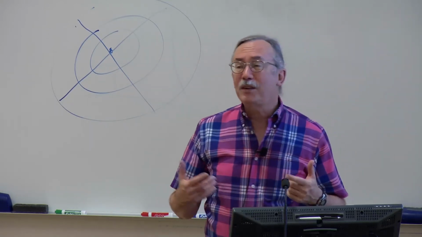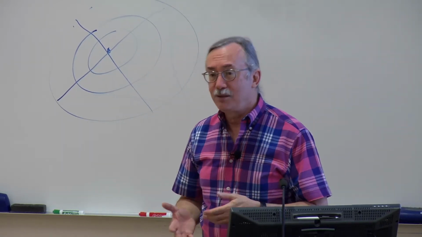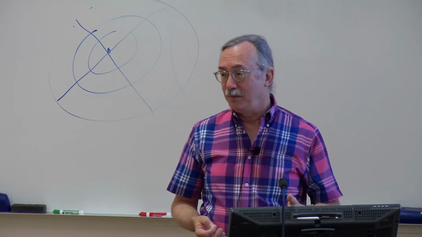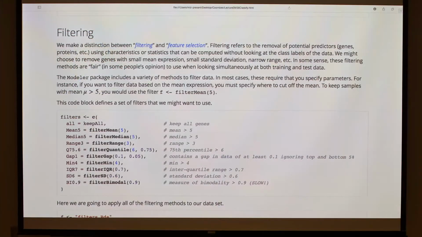And there's a whole bunch of ways to filter things, that is, using measures other than outcome to get rid of genes. You can do it based on mean expression, median expression, range of expression, whatever the 75th percentile is, whether there's a gap in the data so that it suggests that it separates two groups, what the minimum expression is. IQR is the interquartile range. That's what's shown on a box plot from the 25th to the 75th percentile. The standard deviation, whether there's some evidence of bimodality.